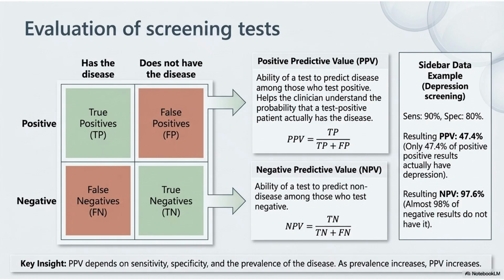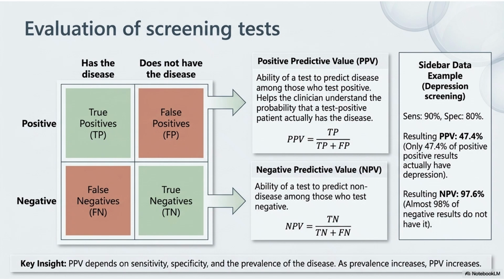And here we will see one example. There are some people who were screened for depression, and the test which has been applied had sensitivity of 90%, specificity of 80%, positive predictive value of 47.4%, and negative predictive value of 97.6%. So sensitivity 90% means this particular test for depression will identify 90% of the depressed persons correctly. That means 10% it will give false negatives. So it will leave 10 depressed persons as false negatives.